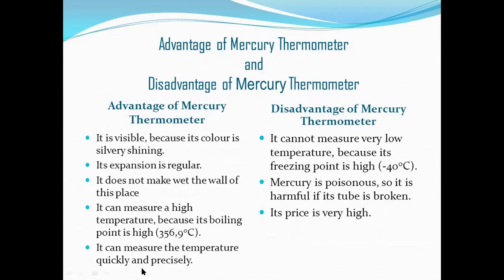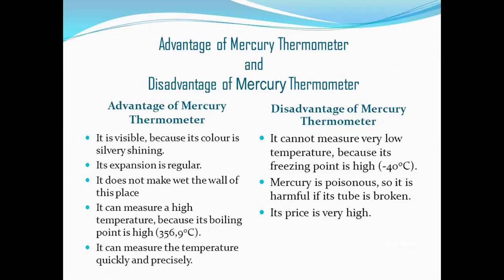It can measure high temperatures because its boiling point is 356.9 Celsius. It can measure the temperature quickly and in a precise way. These are the advantages of using mercury in a thermometer.